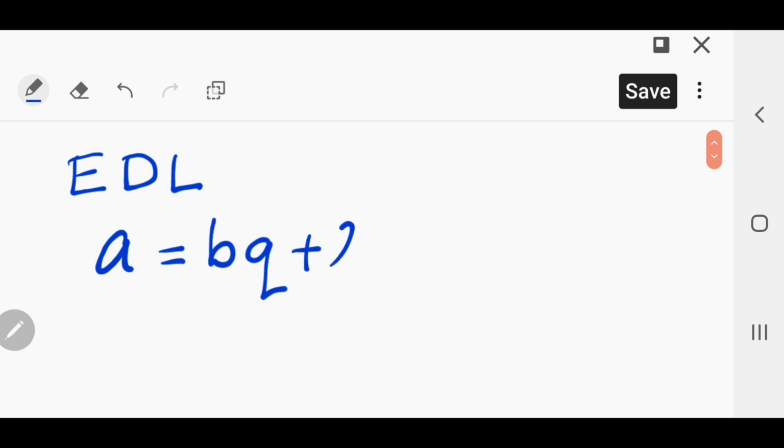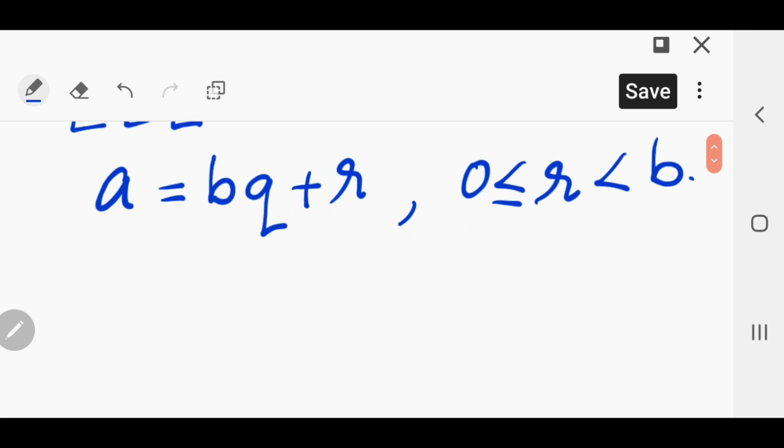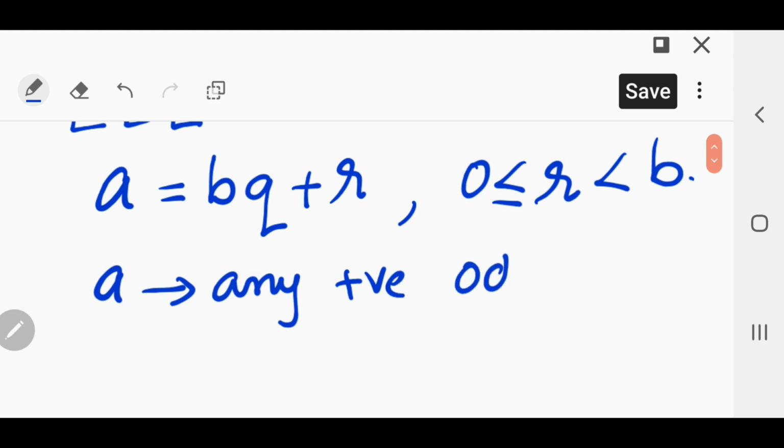So what is Euclid division lemma? Euclid division lemma says that if a is any integer, then a can be written as bq plus r, where 0 is less than or equal to r, less than b. So we are going to apply this in this question. Here it is given that q is any integer. So let us take any positive odd integer.